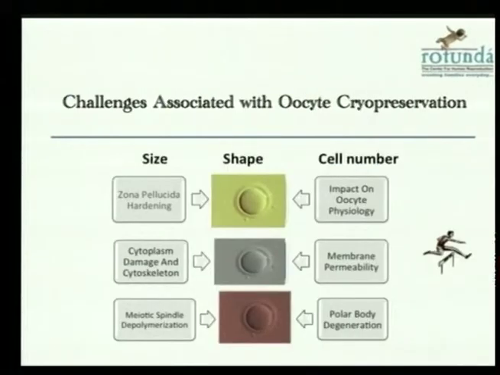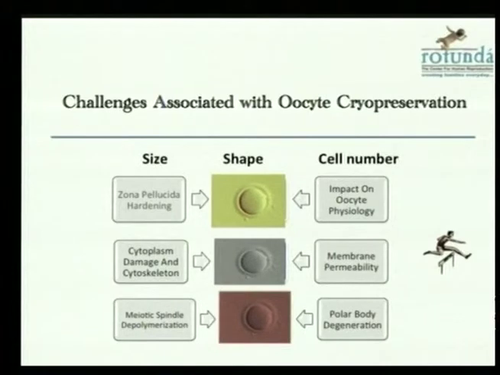So with all this information, why has it taken so long to introduce oocyte cryopreservation? As we know, the first embryo was cryopreserved almost 40 years ago, and it's only now that we are talking about oocyte cryopreservation. This is because the oocyte is a very special and sensitive cell.